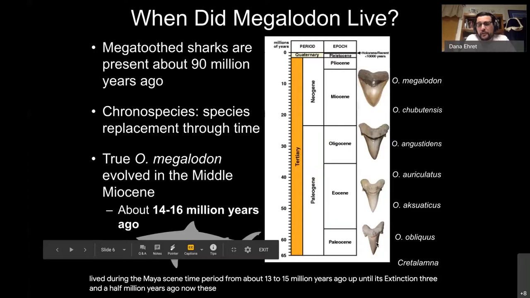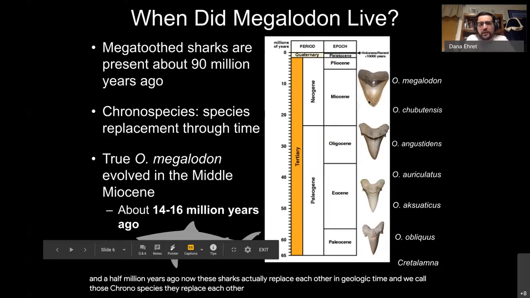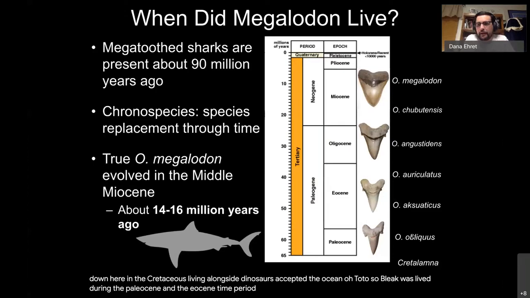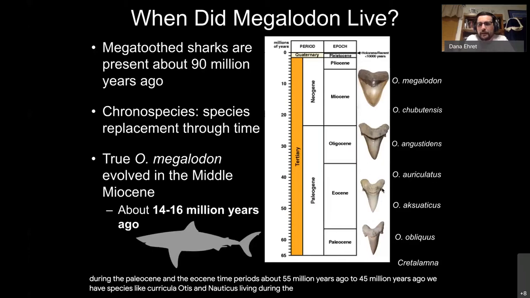Now, these sharks actually replace each other in geologic time, and we call those chronospecies. They replace each other chronologically through time. So we have Cretalamna down here in the Cretaceous living alongside dinosaurs, except in the ocean. Otodus obliquus lived during the Paleocene and the Eocene time periods, about 55 million years ago to 45 million years ago. We have species like Auriculatus and Oxyoticus living during the Eocene time periods, about 40 to 45 million years ago. And species like Chubutensis living in the early Miocene, about 20 million years ago, up until about 15 million years ago. So these sharks lived for a very long time.